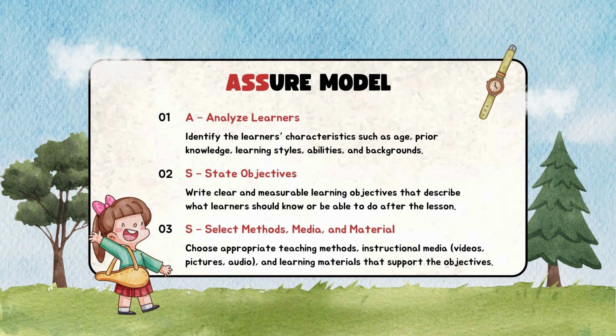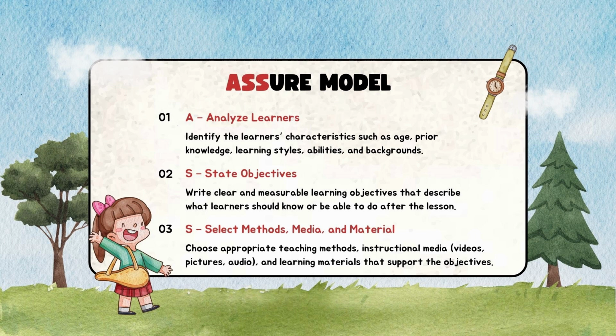The second one is S: State objectives. Write clear and measurable learning objectives that describe what learners should know or be able to do after the lesson. And number 3, or S, is Select methods, media, and materials. Choose appropriate teaching methods, instructional media, such as videos, pictures, and audio, and learning materials that support the objectives.